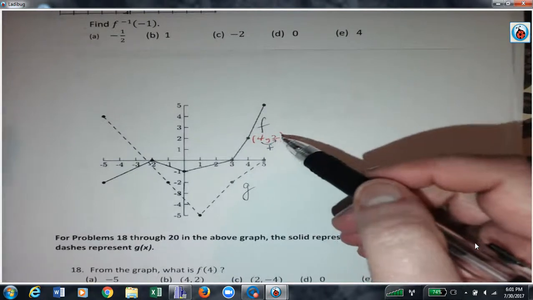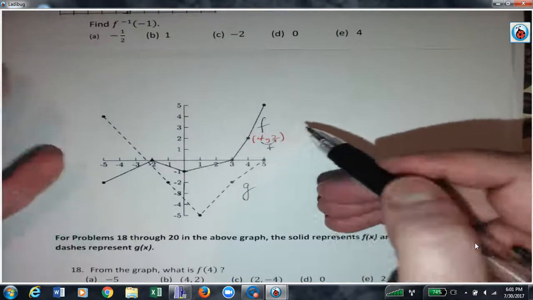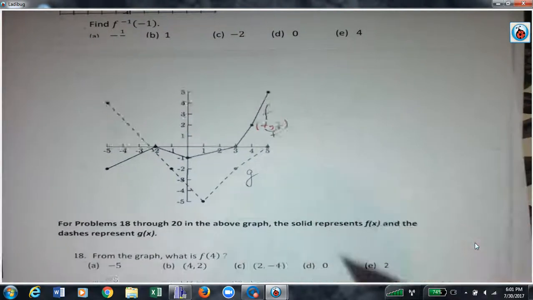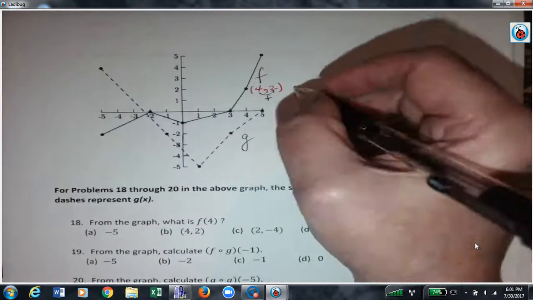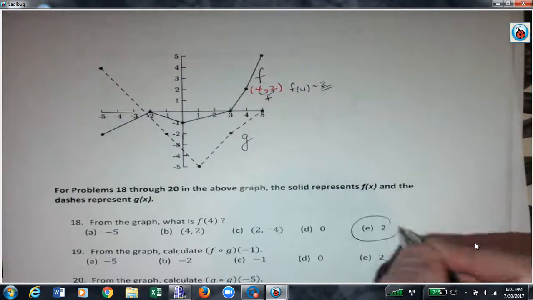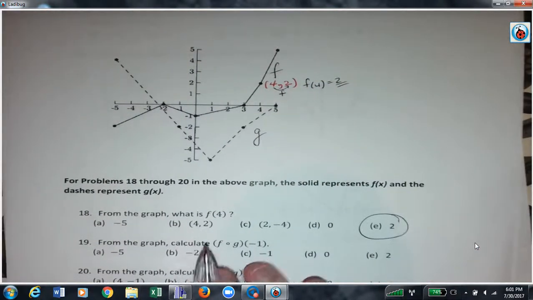(4, 2) is what you have to locate, and then you get the answer because f maps the x coordinate into the y coordinate. So the answer is 2, not the point (4, 2).